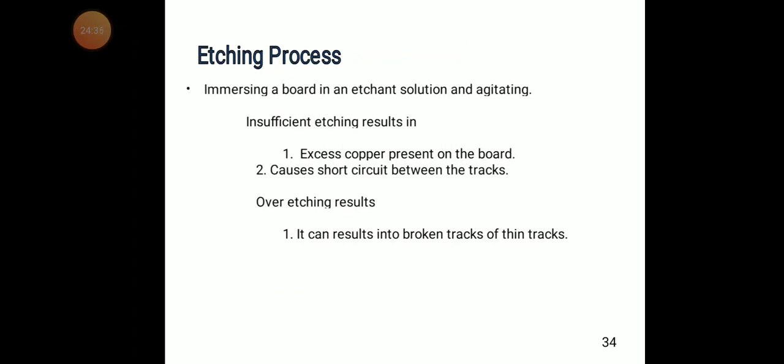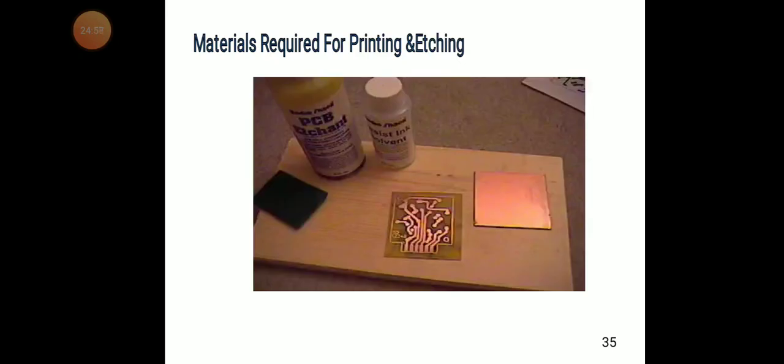For the etching, the board is immersed in the etchant solution. The etchant solution may remove the excess copper, but it may also cause broken tracks of the thin tracks. So we try to take care to avoid those things.